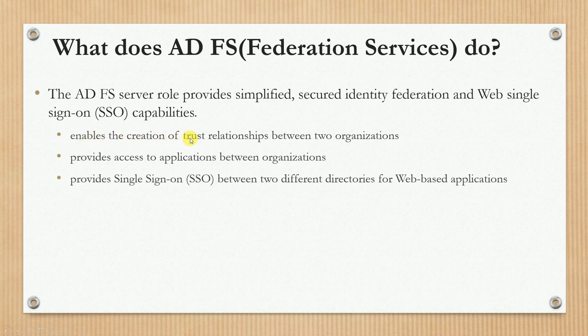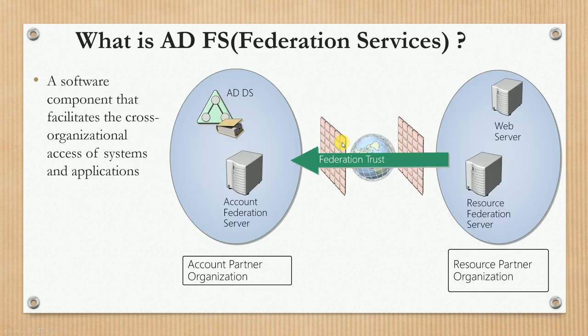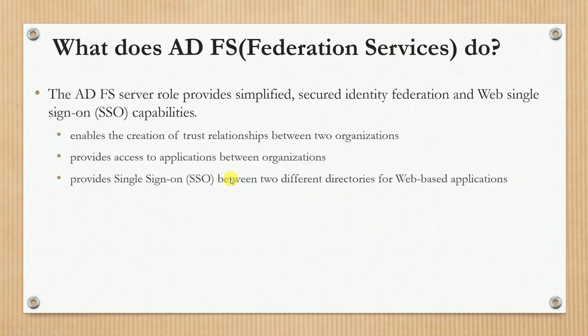It enables the creation of a trust relationship between two organizations, as I was showing you here. So it will help you create a trust relationship, called a federation trust, between two companies. Now, it provides SSO, that is single sign-on, between the different directories and web applications. So the federation service will help you access data from one company to another company.